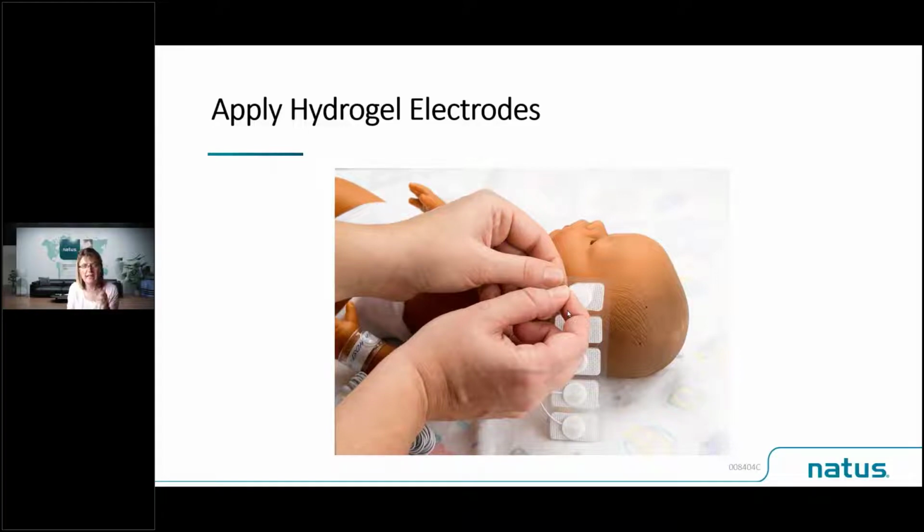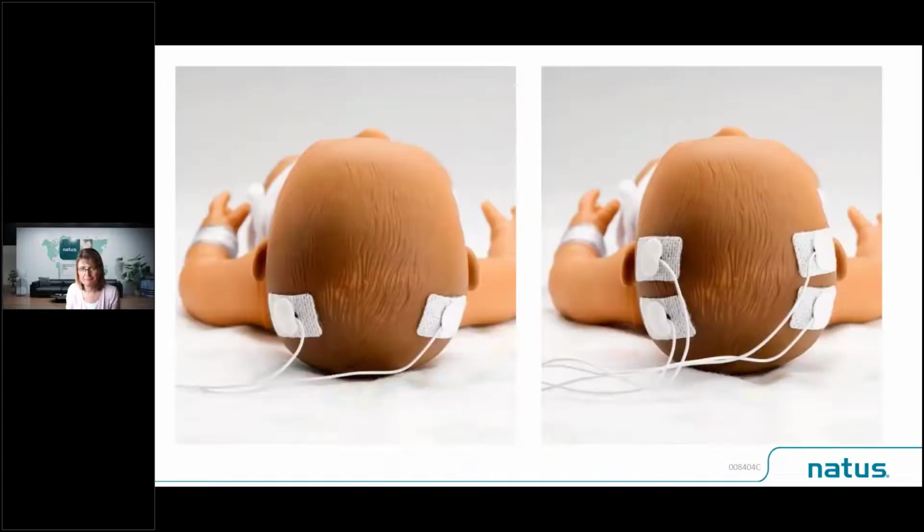I would highly recommend that you prepare one site at a time. So prepare it, clean it, wash it, place the electrode. Then prepare, clean, wash and place the second electrode. Don't try to prepare all 4 sites at once. I would highly recommend to do them one at a time.